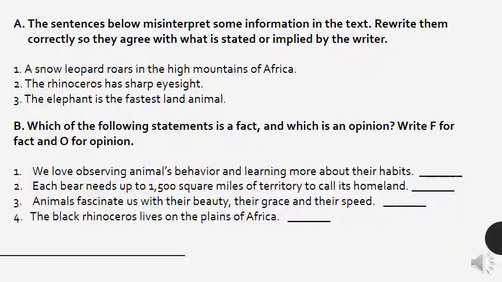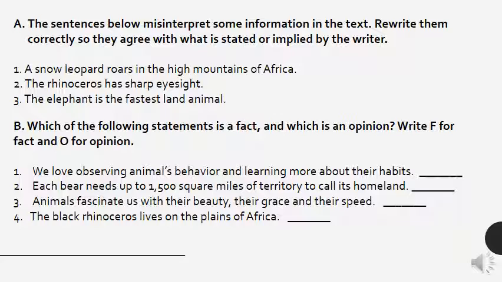Here we have some exercises. These sentences are false, and we have to correct them. A snow leopard roars in the mountains of Africa, and this is wrong. The snow leopard doesn't live in Africa. The rhinoceros has sharp eyesight, and this is wrong. As we said, it has weak eyesight. The elephant is the fastest land animal, and this is of course wrong.